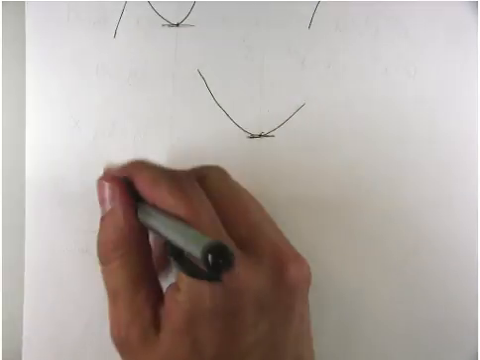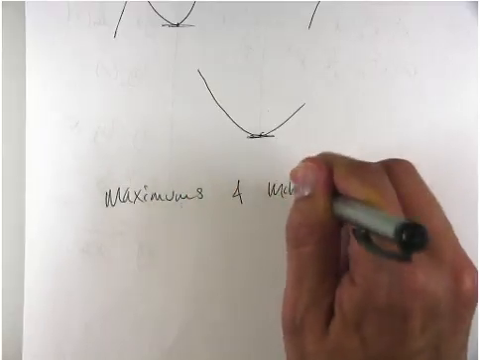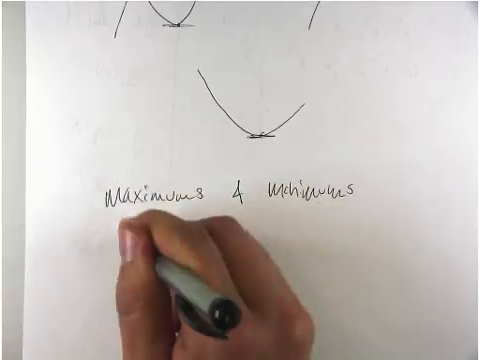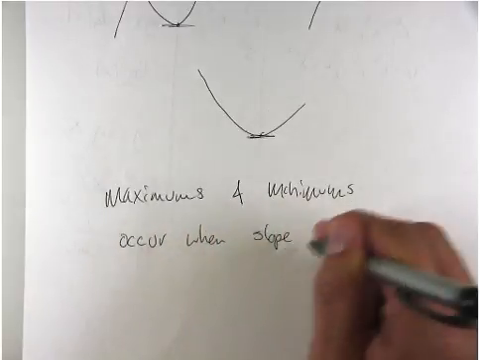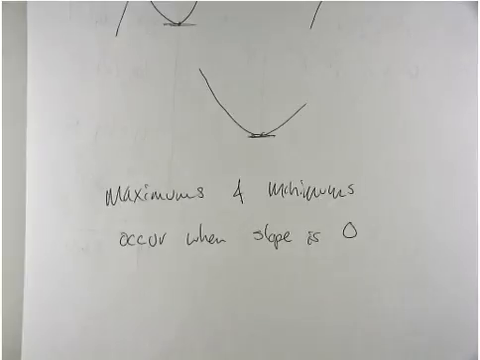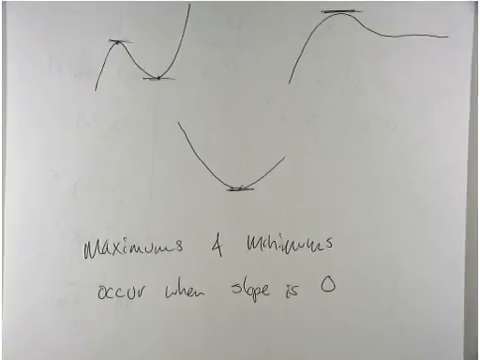So, maximums and minimums occur when slope is 0. Is that an absolute truth? Could you have a maximum or minimum where the slope was not 0?